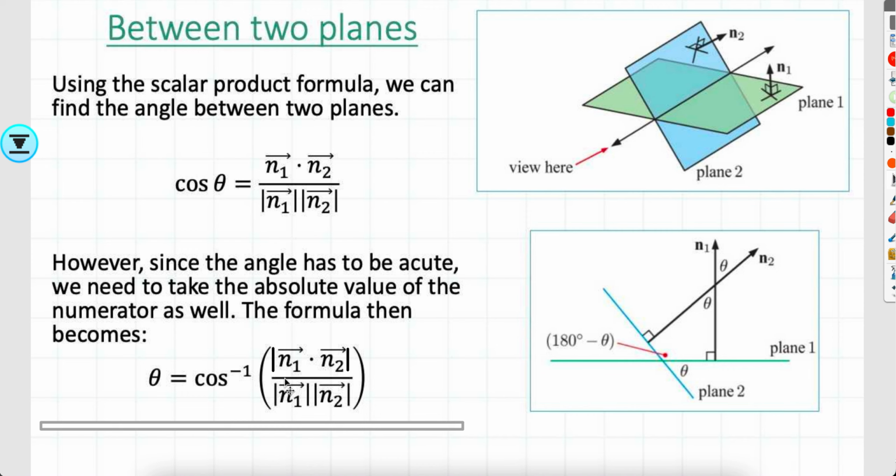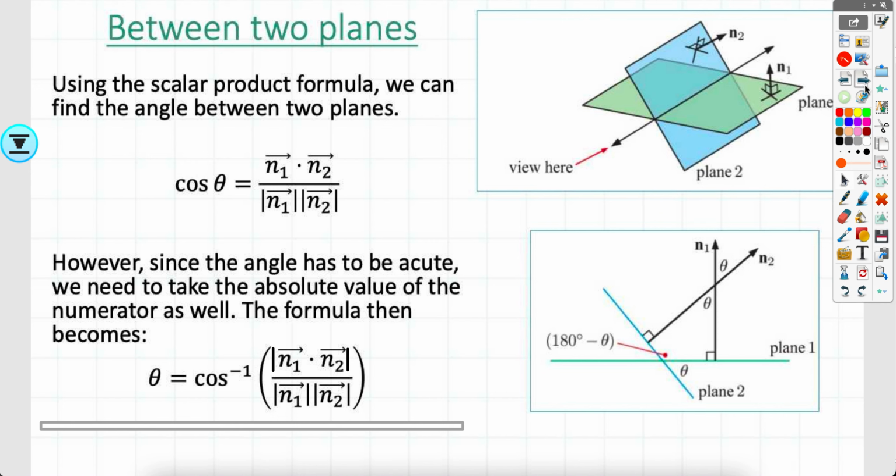Now the magnitude is already going to be positive, so we don't need to worry about the denominator. In general, if you see the formula for the angle between the planes and they don't have these absolute value lines, you can assume that you need to take the absolute value of the numerator.